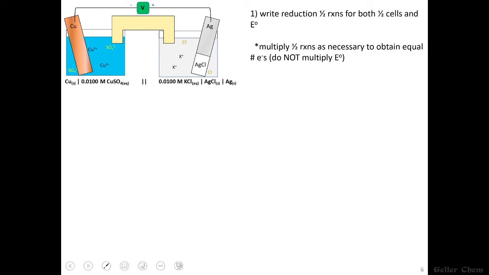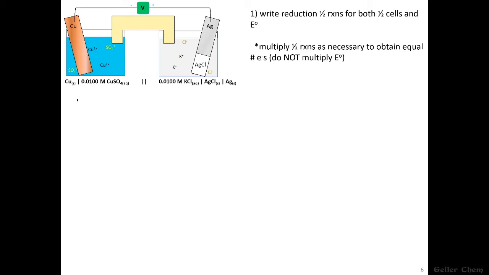Here in solution we have K plus and Cl minus. The Cl minus we'll see as part of the reaction. The K plus is just the spectator. So our goal for this example is to figure out what is the overall voltage of the cell at these concentrations, and in so doing also learn what is the cathode and anode, what is the overall reaction. So step 1, we write the reduction half reactions for both half cells and look up their standard state voltages.